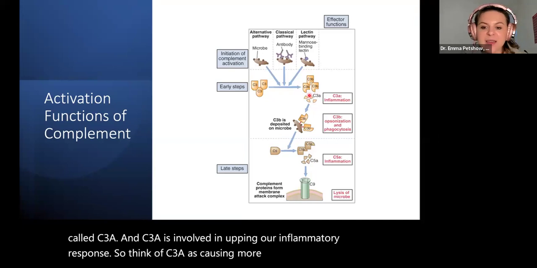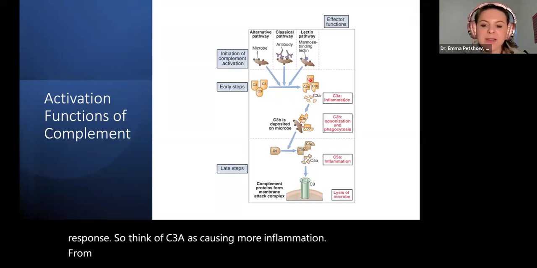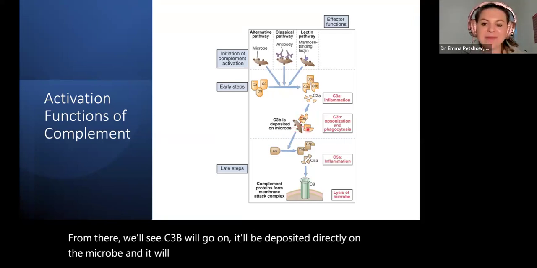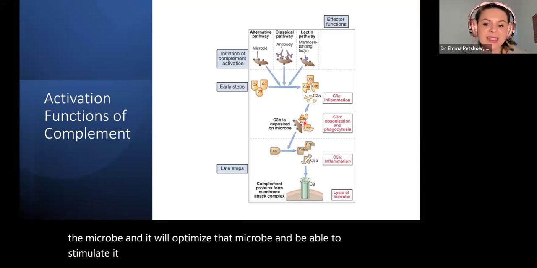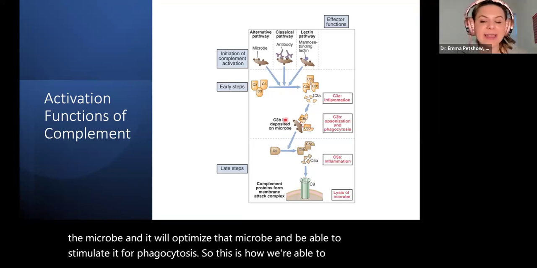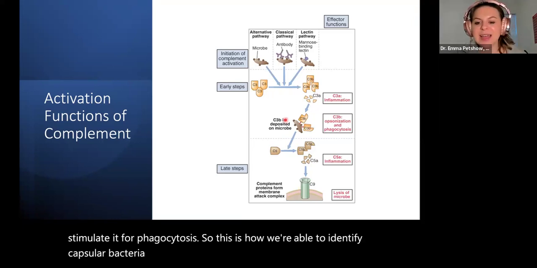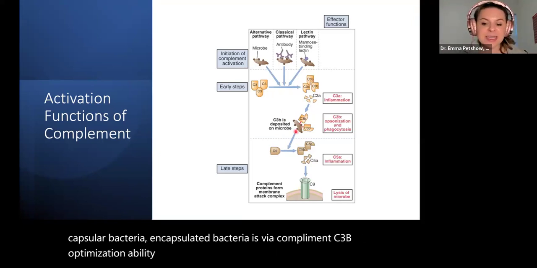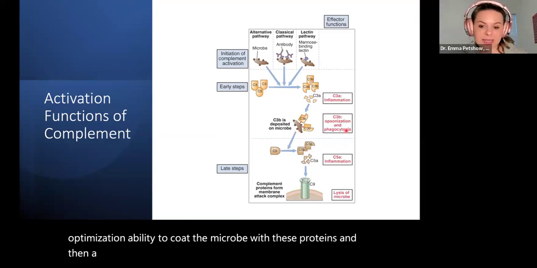From there, we'll see C3b will go on. It'll be deposited directly on the microbe, and it will opsonize that microbe and be able to stimulate it for phagocytosis. So this is how we're able to identify capsular bacteria, encapsulated bacteria, via complement C3b opsonization, the ability to coat the microbe with these proteins, and then a macrophage can identify it and phagocytose it.